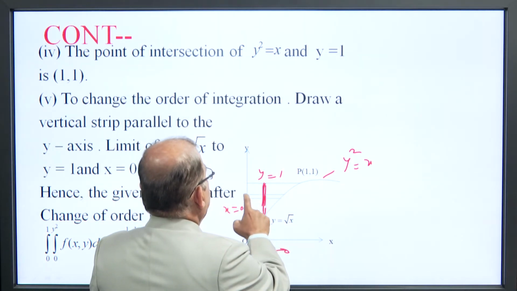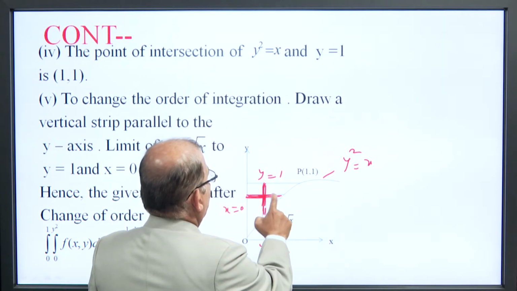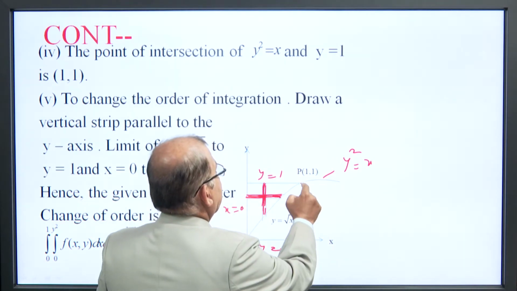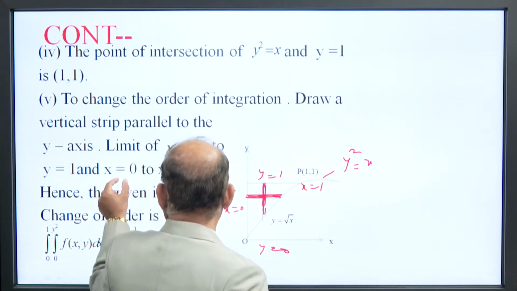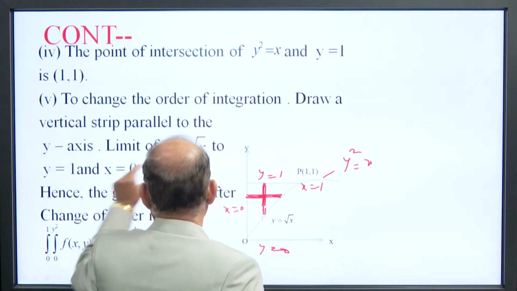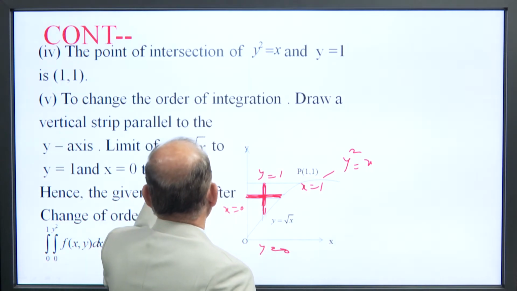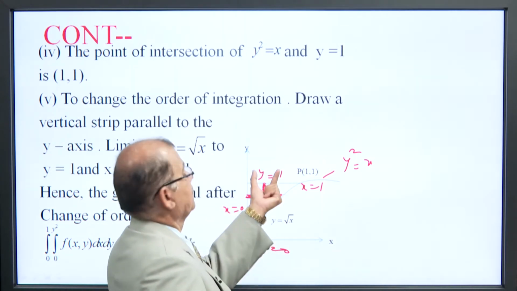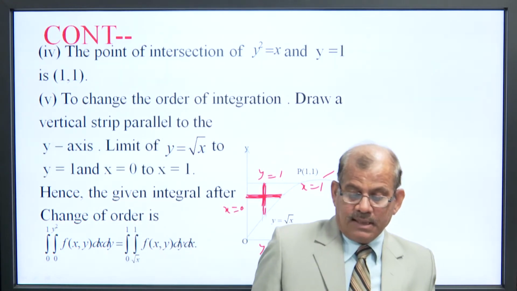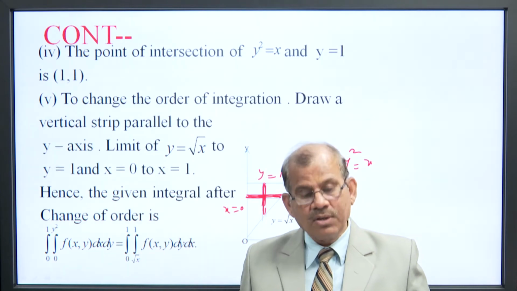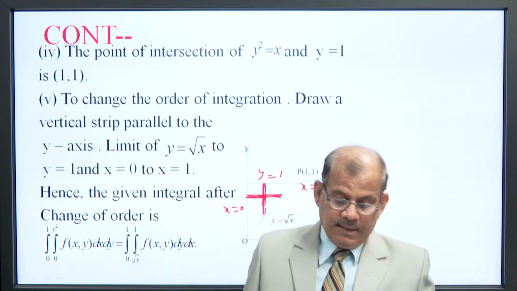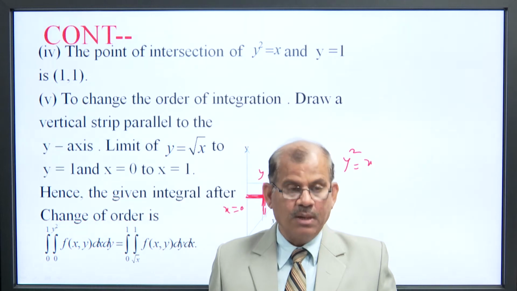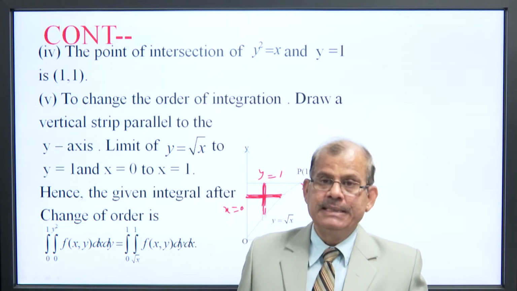It is given that x varies from 0 to 1. The points of intersection of x equals 0, x equals 1 and y equals root x give x varying from 0 to 1 and y varying from root x to 1. Hence, the given integral after changing the order of integration is the integral over 0 to 1 and y varying from root x to 1 of f(x, y) dy dx.